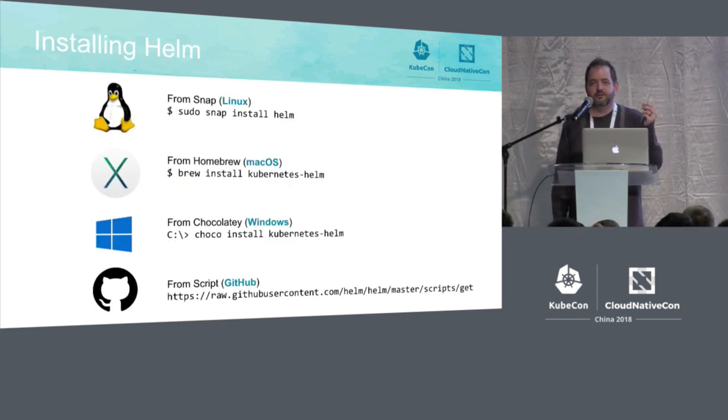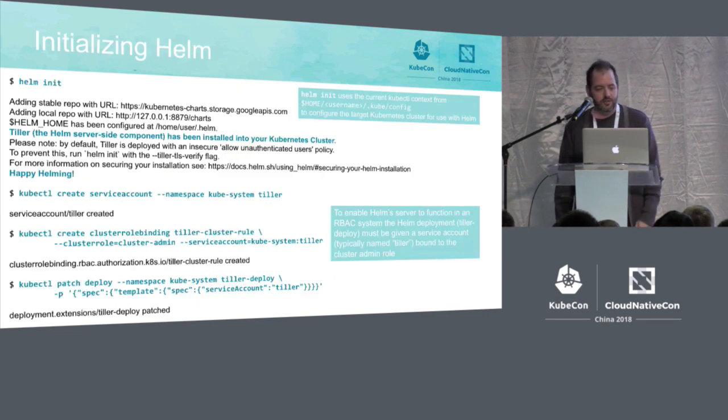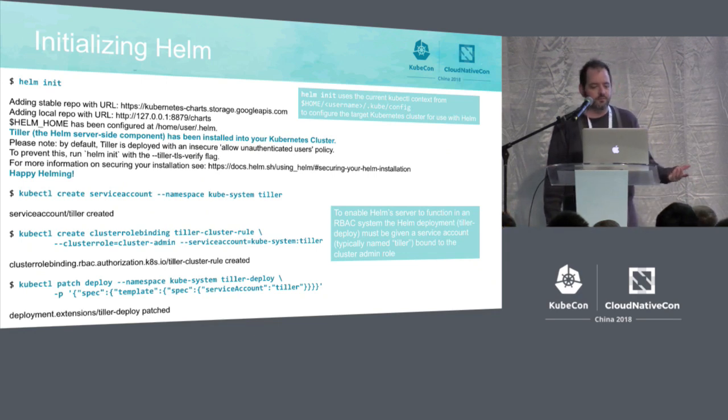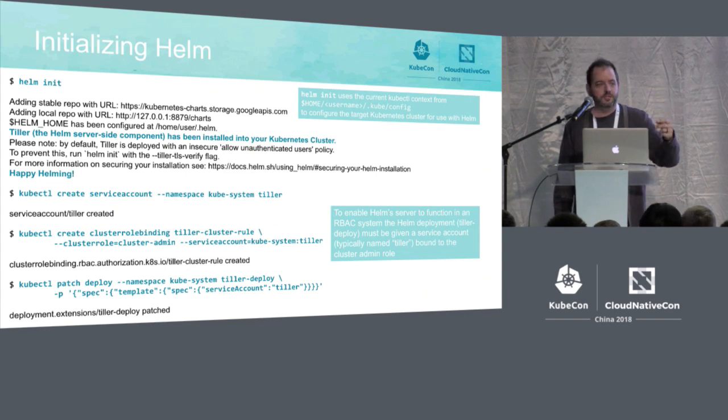How do we install it? It's a client-server model, right? So we can get it from Snap, from Homebrew, from Chocolatey. There's a script in the GitHub repo that makes it really easy to install, right? So we got the Helm client. How do we get the server? We type helm init. It's that easy, right? In an RBAC system, then we create a service account and a cluster role binding. That gives the tiller deployment permissions to deploy applications on our cluster. Then we just patch it, make sure that the service account in use is tiller, right?